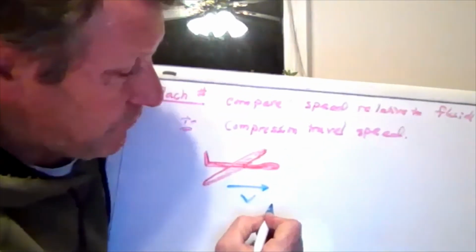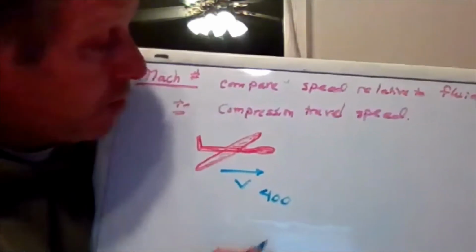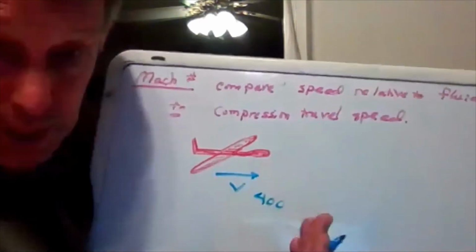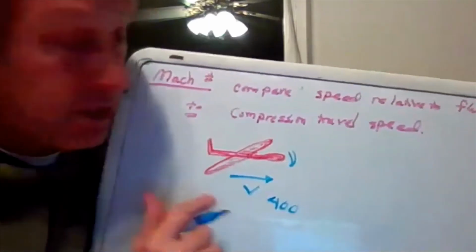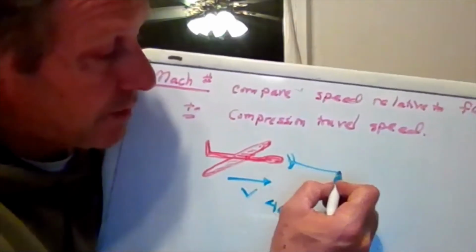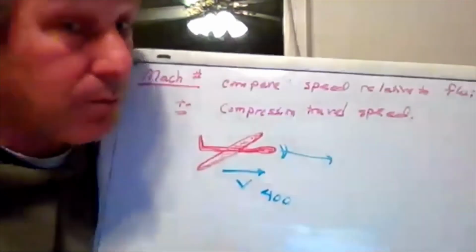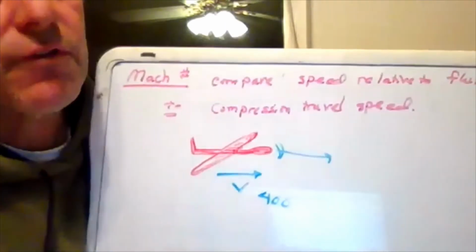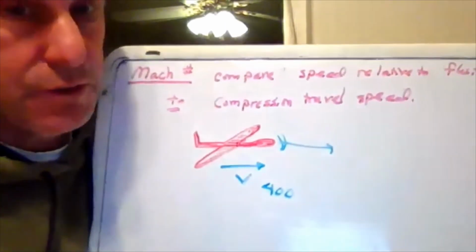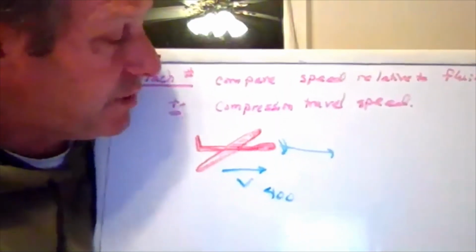Let me just put a 400 up there to say this plane is going 400 miles per hour. Well, its tip right there, or any forward surface of it, is going to compress the air as it hits against it. That compression travels, okay? Ordinarily, like for you and me, when we walk down the street, this compression that we create travels much, much faster than we do. So we don't have the problem of a compression just staying right in front of us.